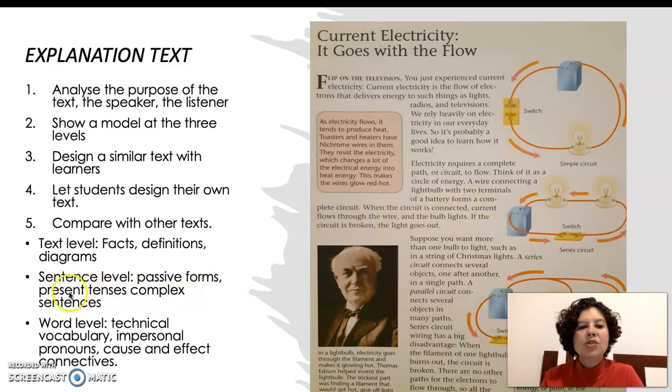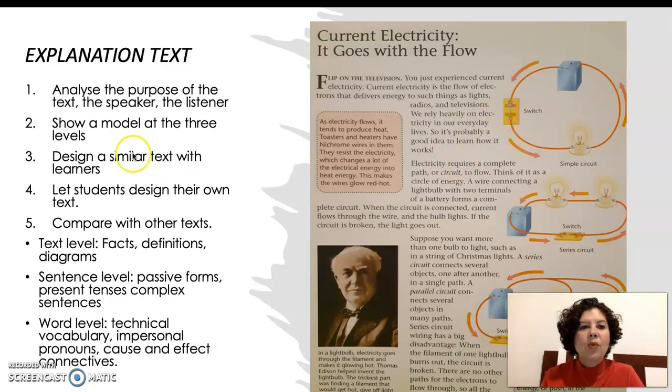Then you're going to find present tenses. Electricity requires a complete path or circuit to flow. And in there, you're going to find also complex sentences. When the circuit is connected, current flows through the wire and the bulb lights. At a word level, we're always going to find technical vocabulary: current, electricity, switch, simple circuit, impersonal pronouns such as it, cause and effect connectives, etc.